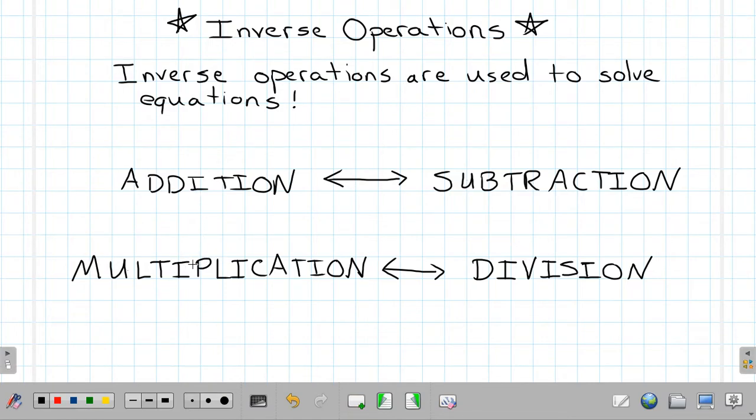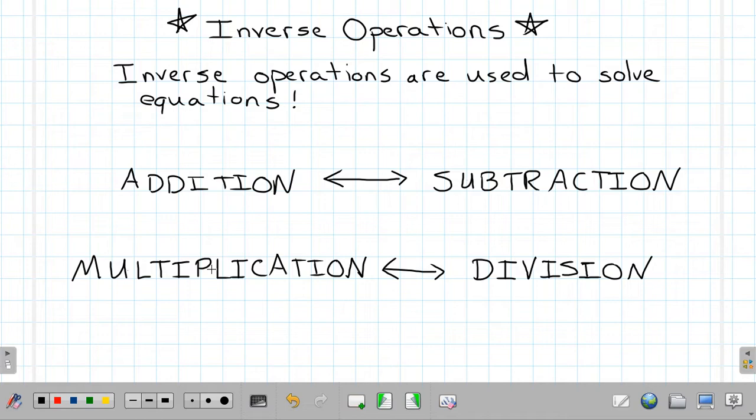So if you have multiplication of a variable, how do you get rid of it, or how do you undo that, or how do you do the opposite? Well, that would be with division. And then vice versa. If you have division, the way that you undo that, or the inverse of division, is multiplication. And you'll see what I mean by that when we look at some of these examples.